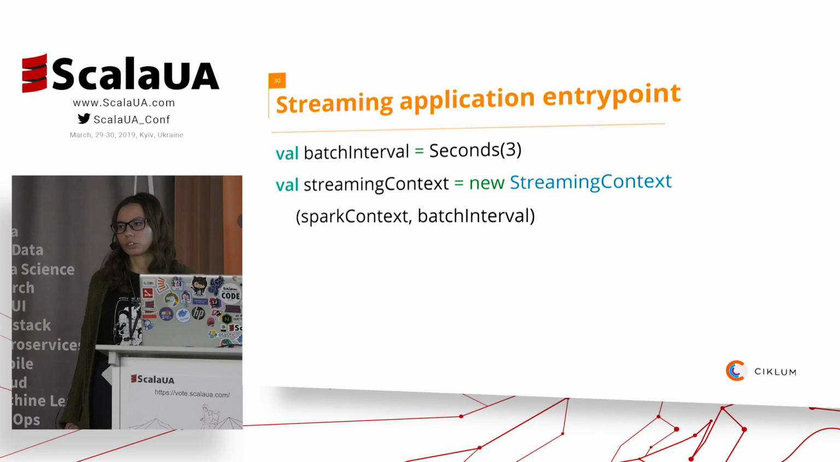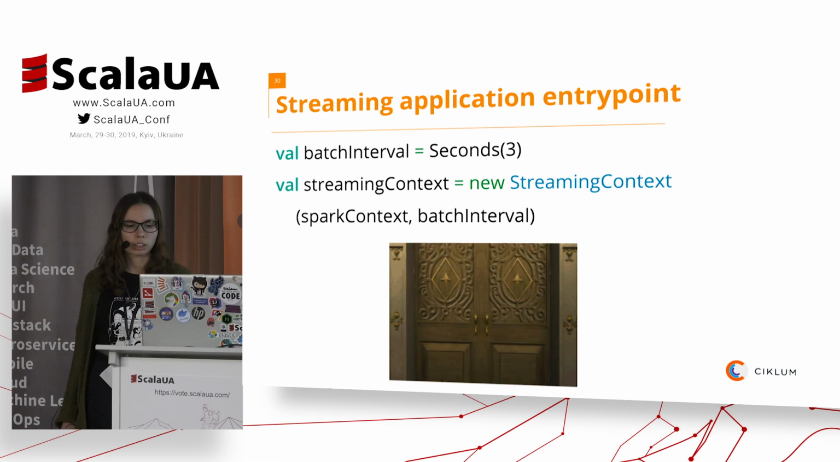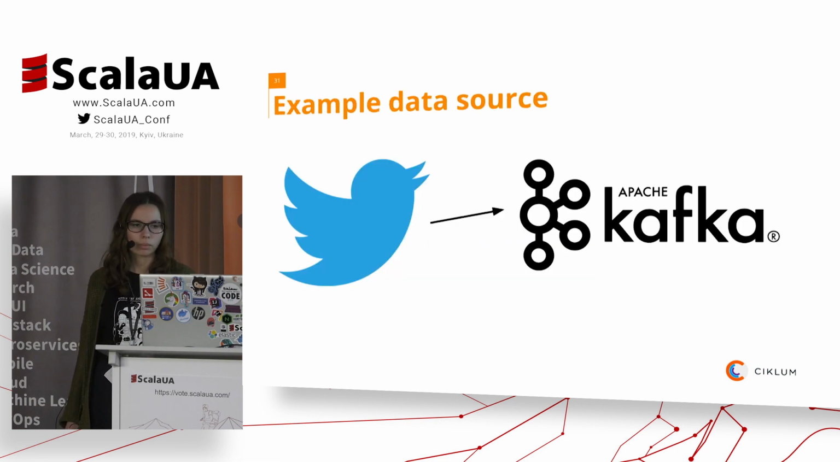Also, we have a batch interval. It's not some kind of magic number. We can define it experimentally or according to the requirements. Batch interval practically defines how much data can be fed into a microbatch. So for example, here it's 3 seconds. We have a microbatch of 3 seconds, and we have 3 seconds of data. So after we define the streaming context and the batch interval, we can start building our system.